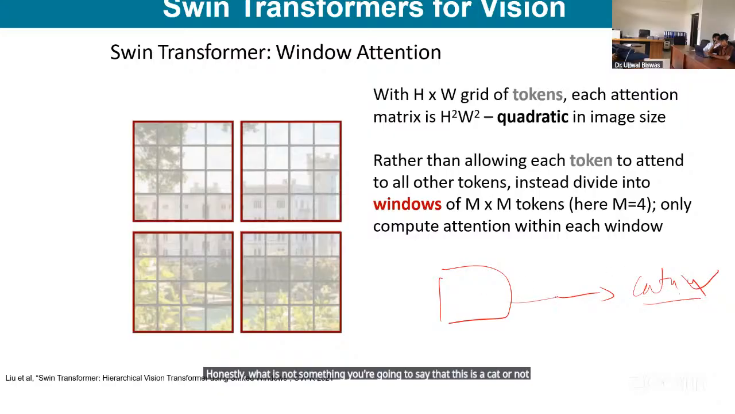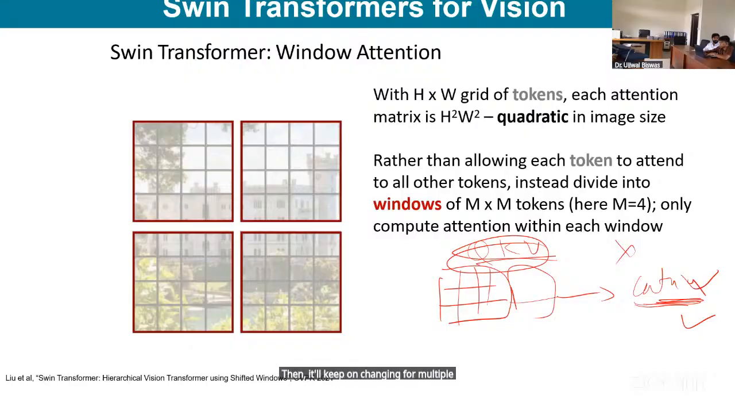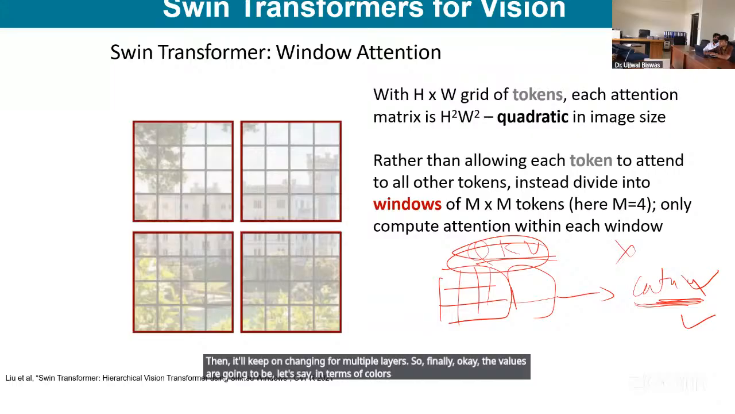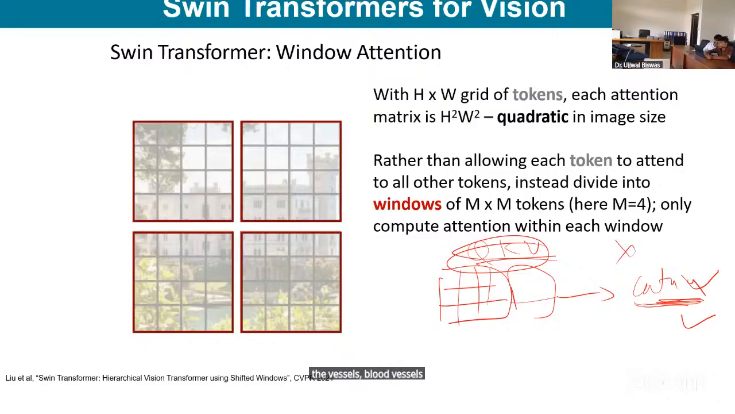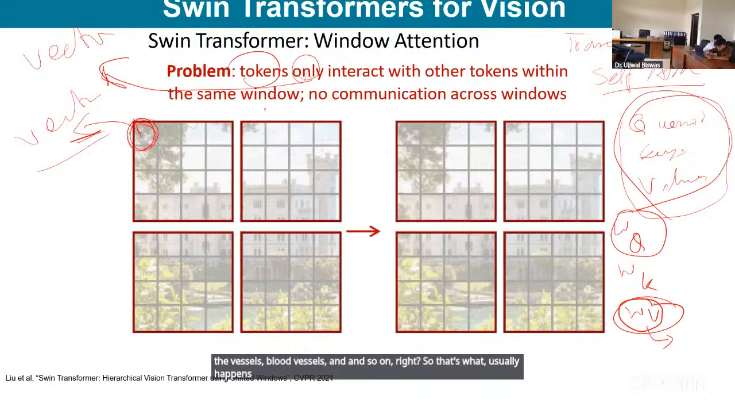If initially with some set of unknown QKV, my model is saying that this is not a cat, although it's a cat, then I need to change my QKV, right? Then it will keep on changing for multiple layers. So finally, the values are going to be, let's say, in terms of colors or texture, or for diabetic retinopathy it is trying to detect, let's say, the blood vessels and so on, right? That's what usually happens in image as well, similar to language.